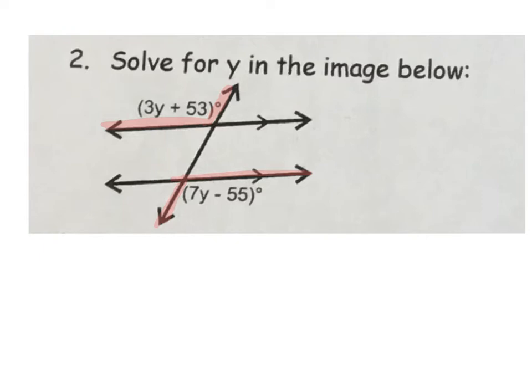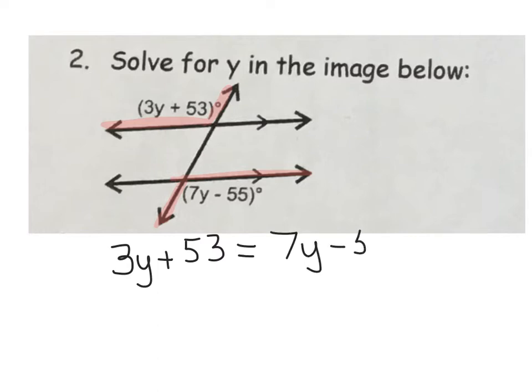So if they're equal to each other, then we can say 3y plus 53 is equal to 7y minus 55. Okay, so you're just going to solve for y. Now we've got an equation. So y equals is what we're looking for. Okay, so you're solving for y there. All right, okay, that's number 2.